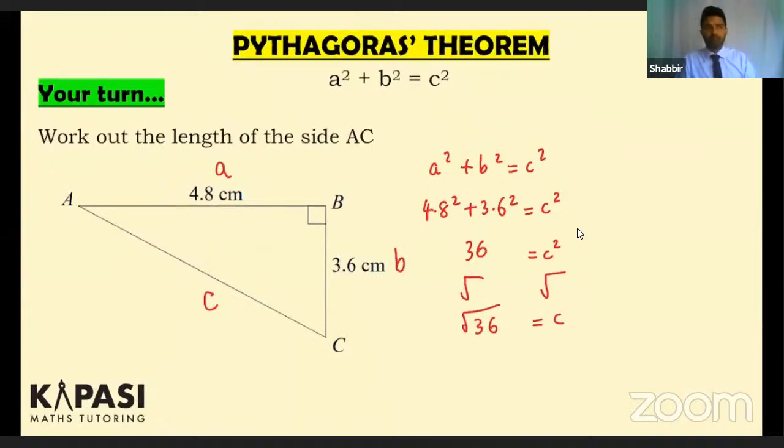So what number multiplies by itself to give me 36? Well, that's 6, isn't it? So C equals 6. Who got that right?